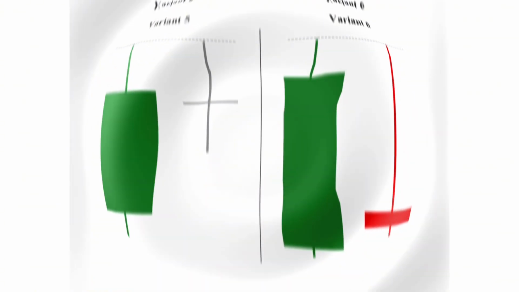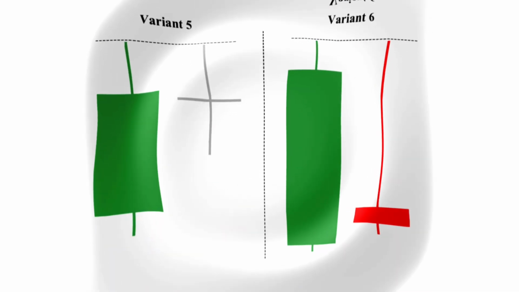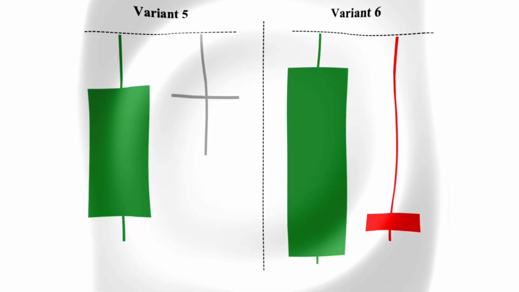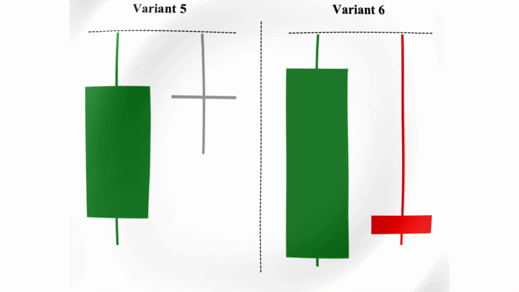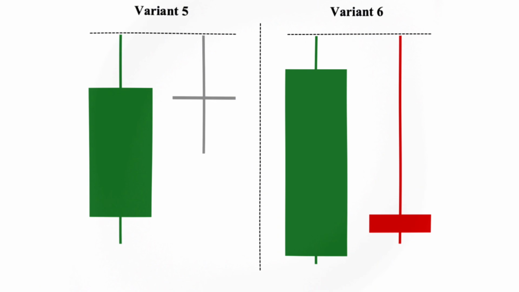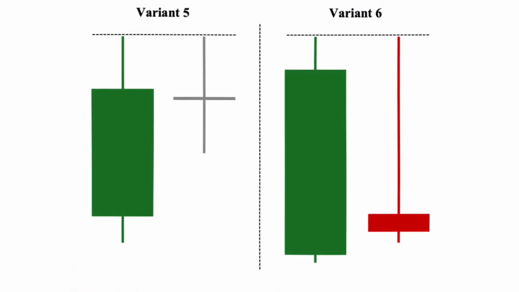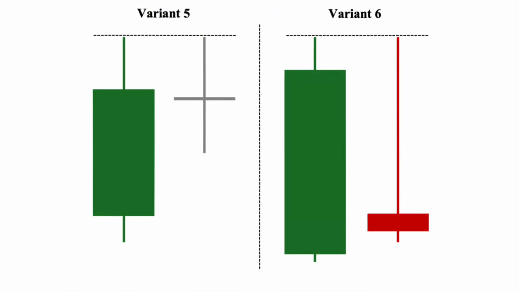The fifth variant of tweezer tops features a neutral candle or some variation of a doji. While this remains a valid tweezer top pattern, it is generally considered a less reliable signal for trend reversals. This is because, unlike a bearish candlestick, a doji may simply indicate a pause rather than an outright reversal. Also, even if we look at the volume, regardless of whether it is below or above average, it does not confirm a clear direction.